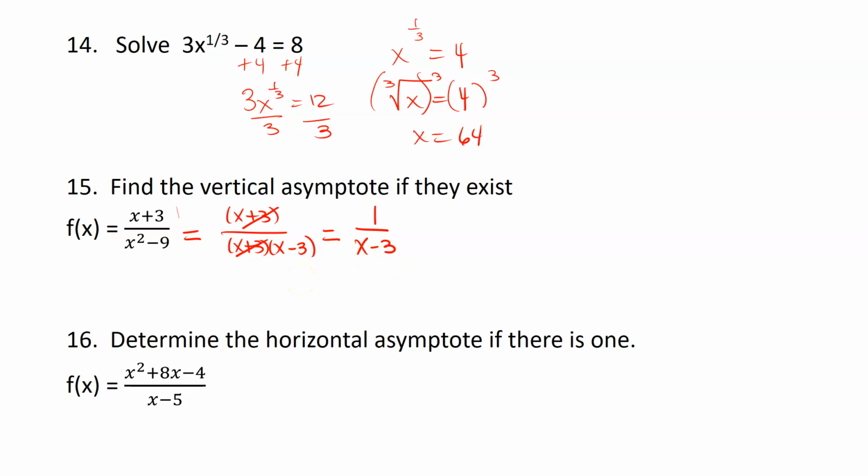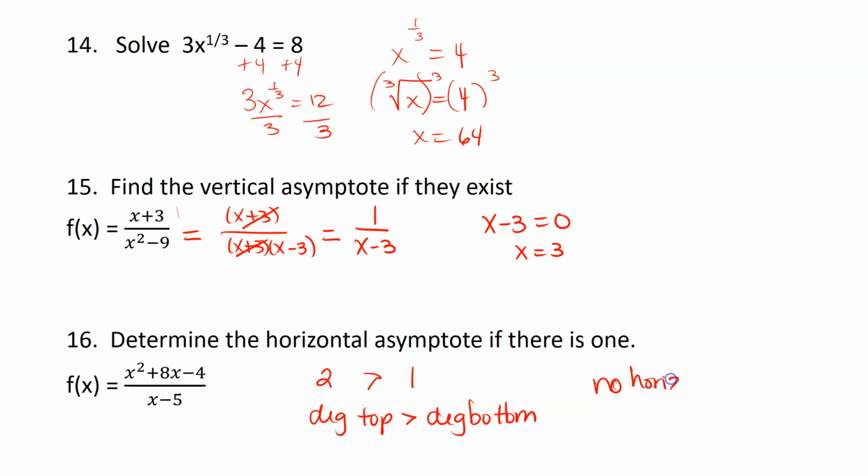When you find a vertical asymptote, you take the denominator, set it equal to 0, and that is your vertical asymptote. Horizontal asymptotes, there are 3 rules that deal with the degree of the numerator versus the degree of the denominator, and I've listed all 3 of those rules on the PowerPoint that I posted. In this case, the degree of the top is 2, the degree of the bottom is 1, 2 is greater than 1. So the degree of the top is greater than the degree of the bottom. Therefore, you have no horizontal asymptote.